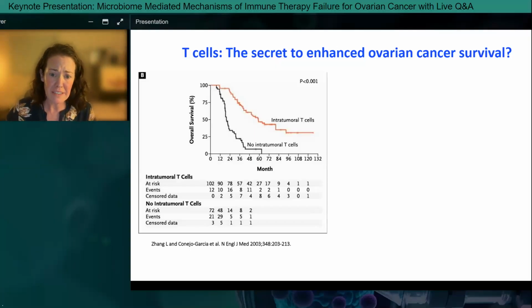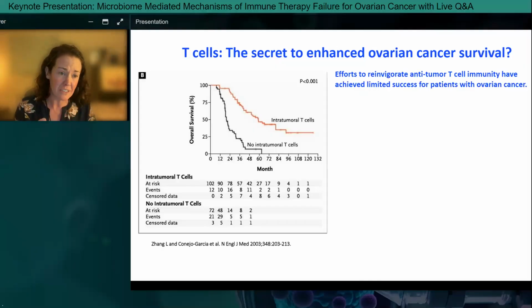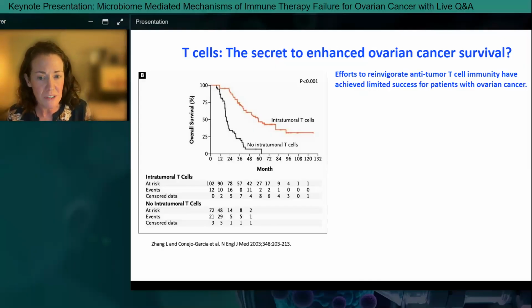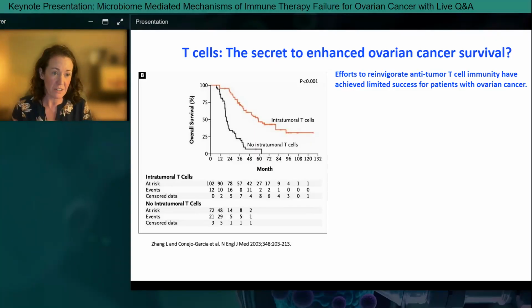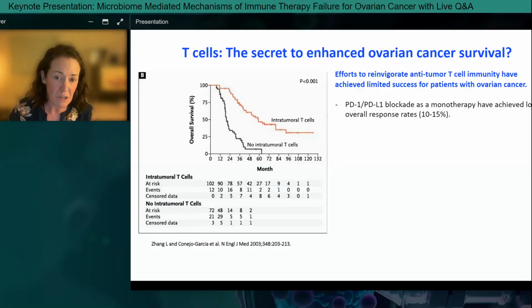The problem, though, is that efforts to leverage the fact that these T cells are present within tumors, either using immune therapy or other immune adjuvants to reboost them and re-elicit their pressure against the tumor, have really achieved very limited success for patients. And so, for example, immune therapies, for example, PD-1, PD-L1 blockade, which are used to essentially relinquish the immune suppressive pathway of T cells, enabling them to re-exert function against tumors, have really achieved low overall response rates.